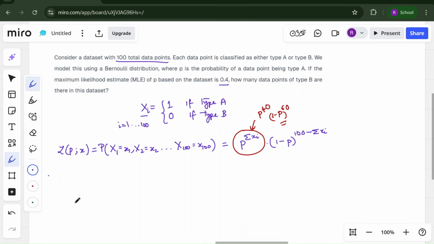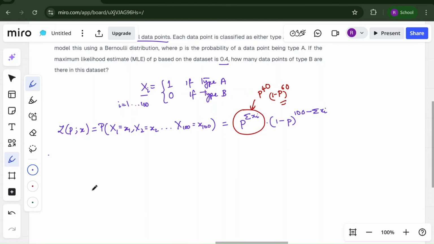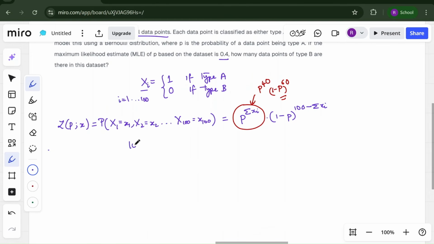Now, we have to compute for which value of p this likelihood is maximized. So what do we do? Classic thing is, first you take log, let me take ln, okay? The log of the likelihood is the summation xi times log of p, plus 100 minus summation xi times log of 1 minus p, okay.